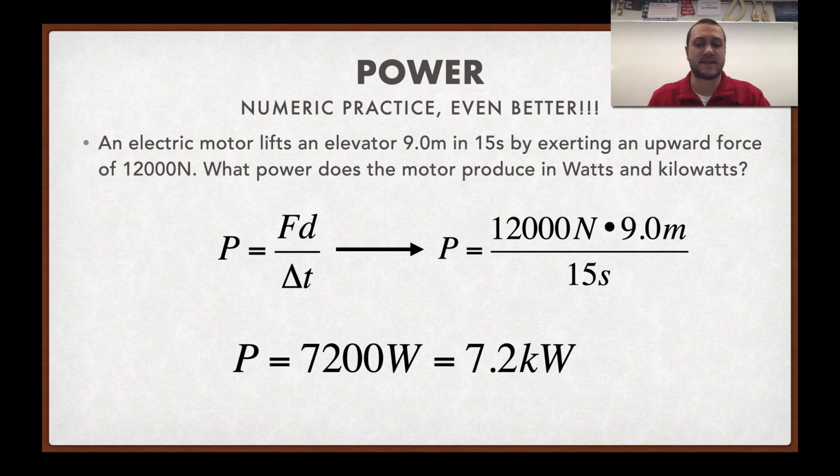So when we write this down, this motor would be able to produce 7,200 watts of power, or 7.2 kilowatts, because we would move that decimal 3 places to the left to get watts into kilowatts.